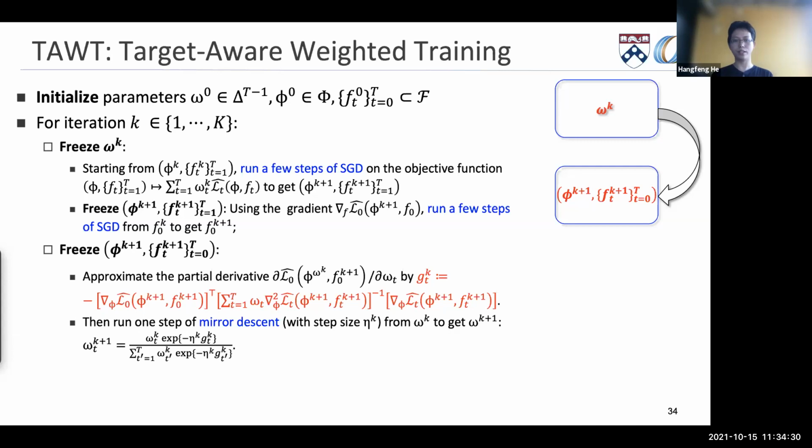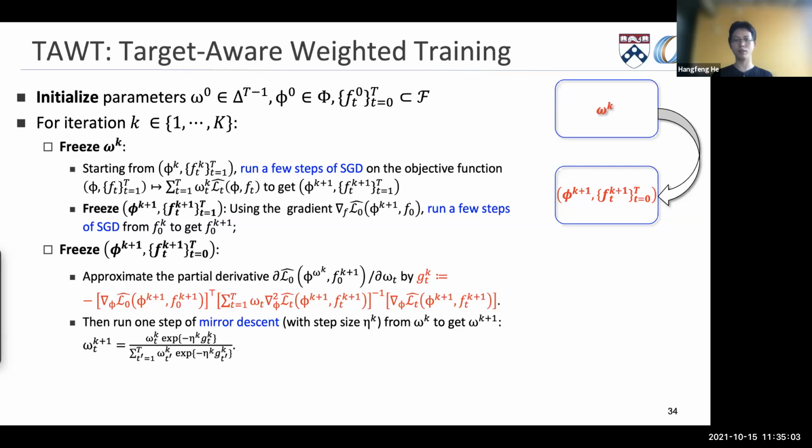The key is the gradient of the weights with regard to the empirical target loss. There are three terms. The first term is the gradient of representations with regard to the empirical target loss. And the third term is the gradient of representations with regard to the empirical loss for source task T. And the second term is the inverse of the Hessian. Usually the second term can be approximated by some simple one.